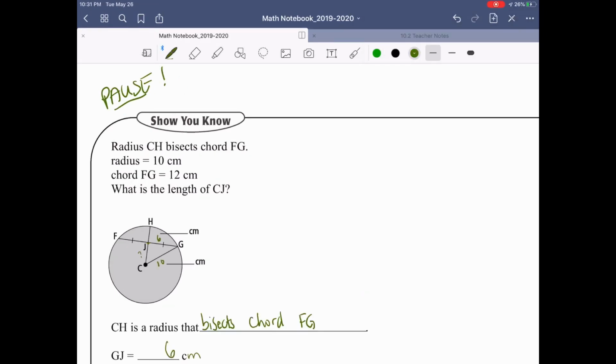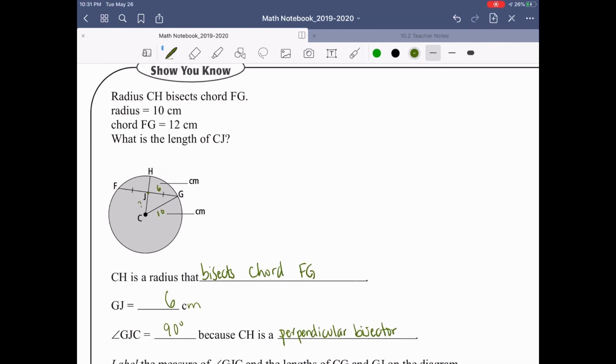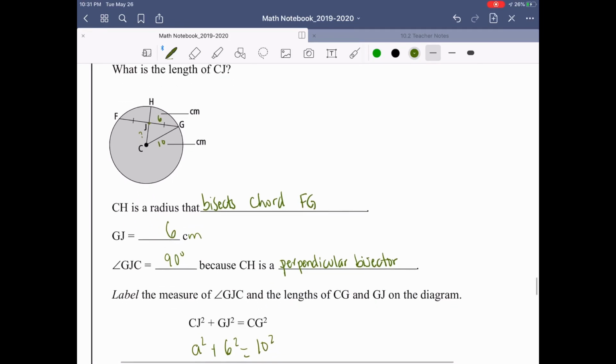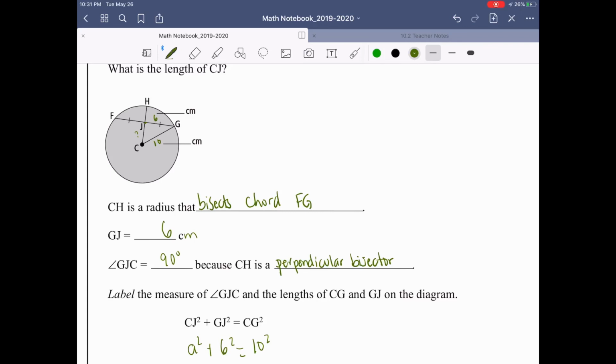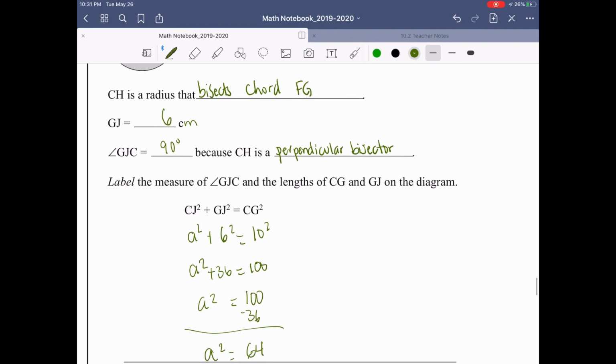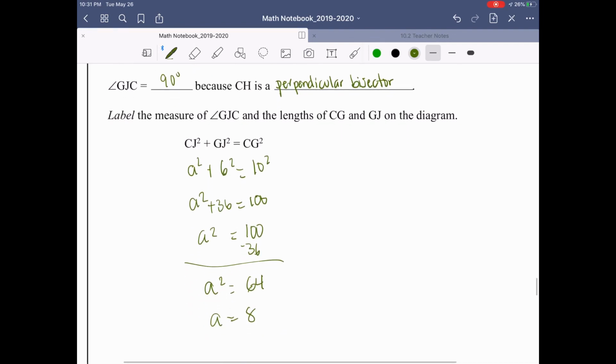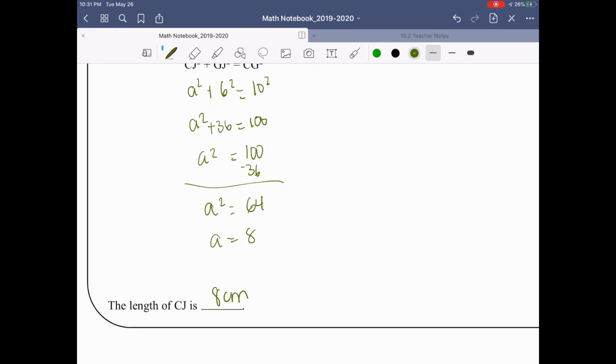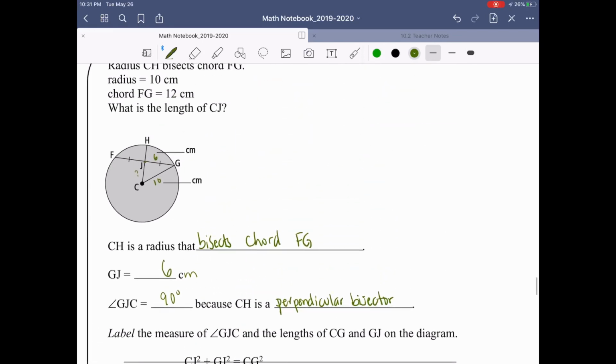All right, guys, so you should have figured that CH is a radius that bisects the chord FG. GC would then be 6 centimeters, which is half of 12. Angle GJC is 90 degrees because it's a perpendicular bisector. Then if you do A squared plus B squared equals C squared, you would get that the missing side is 8 centimeters, which is CJ.